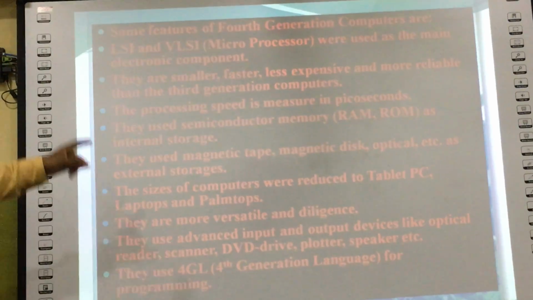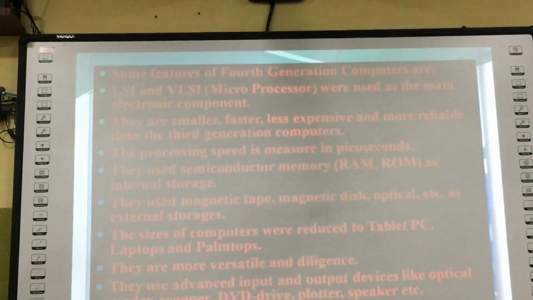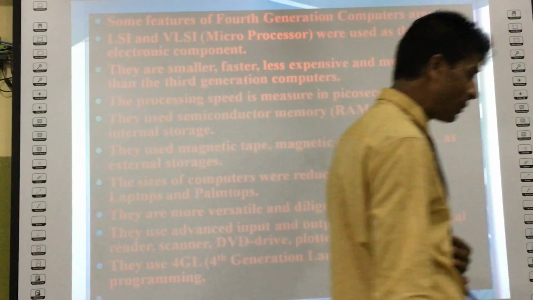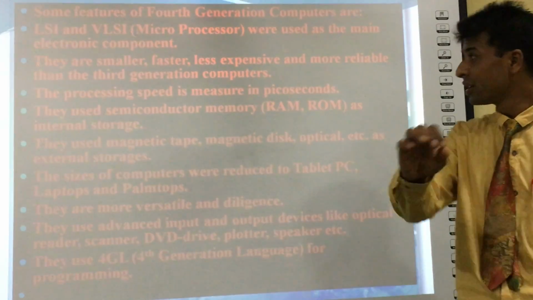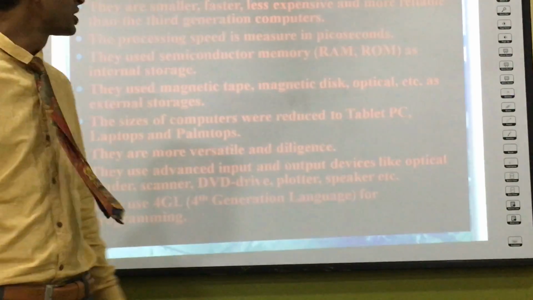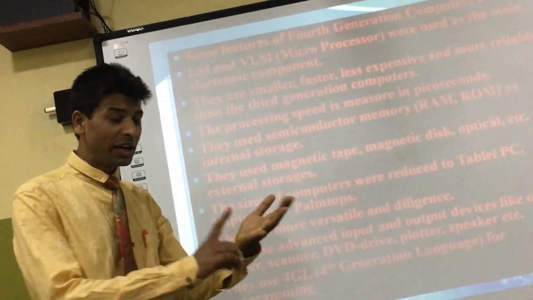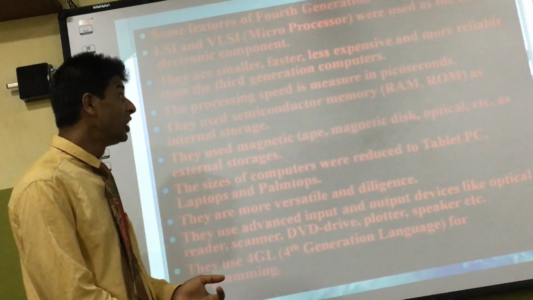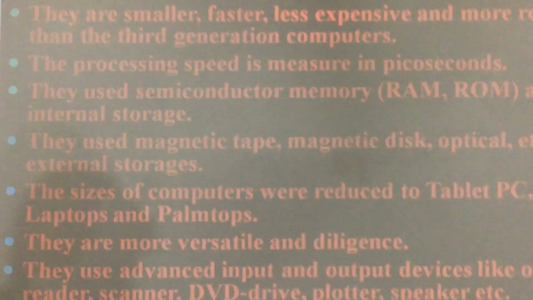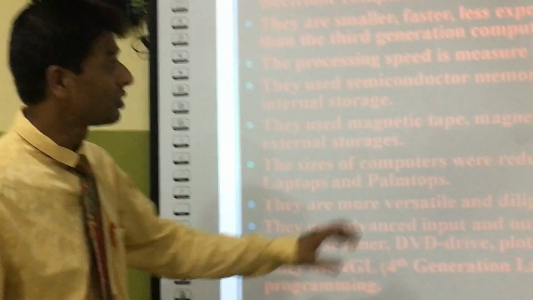Now, some features are given here. LSI, large scale integration, and VLSI, very large scale integration, with the microprocessor used as the main component. They were smaller, faster, more reliable and more comfortable than the first, second and third generation computers. Processing speed is measured in picoseconds or femtoseconds. They use RAM, random access memory, and ROM, read only memory. If RAM capacity is high, we can play games and install and use graphics software because of RAM.